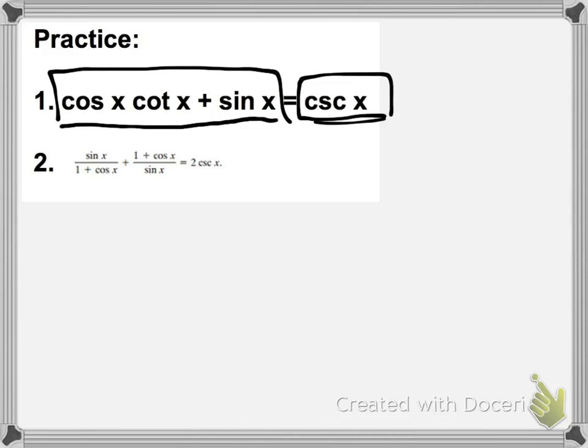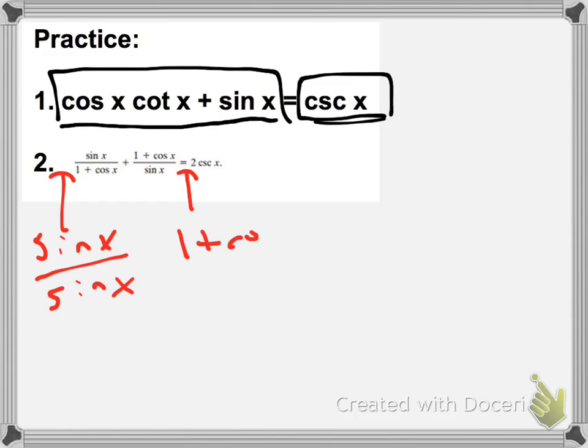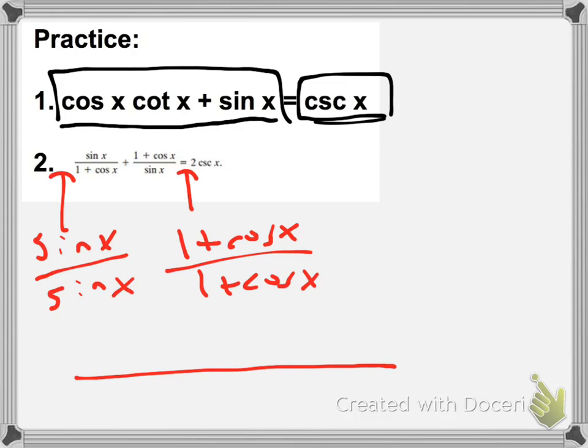They're already in terms of sine and cosine, and so I'm going to start by getting a common denominator. I'm going to take this first fraction and multiply by the denominator of the other one, so sine of x over sine of x. And here I'm going to multiply by 1 plus cosine of x over 1 plus cosine of x. And I'm now going to have one big fraction, and the denominator is the product of those old denominators, so sine of x times 1 plus cosine of x.